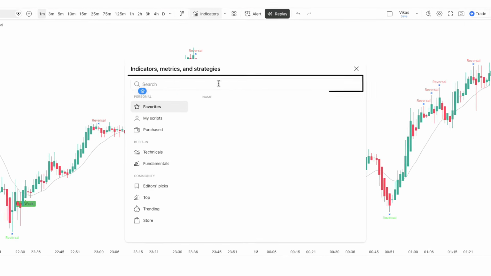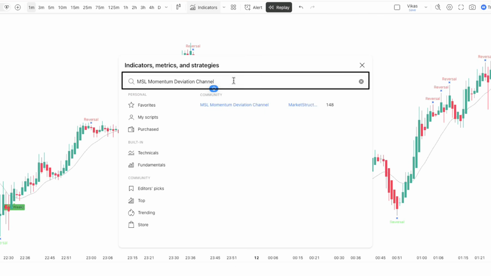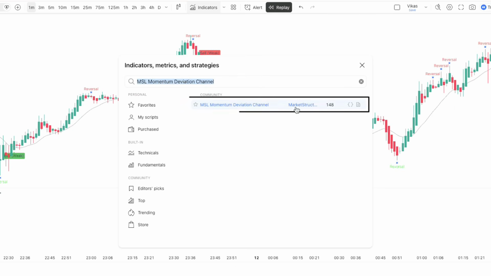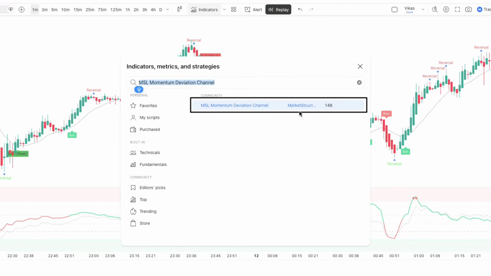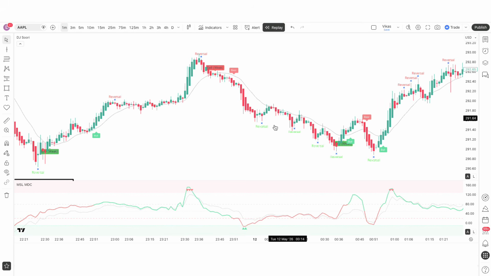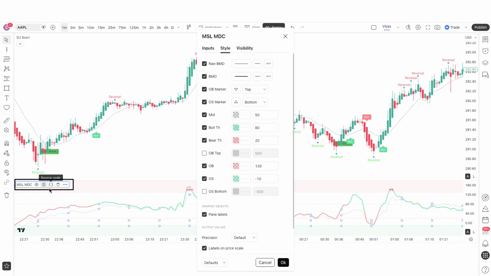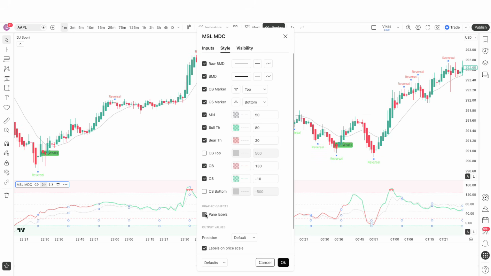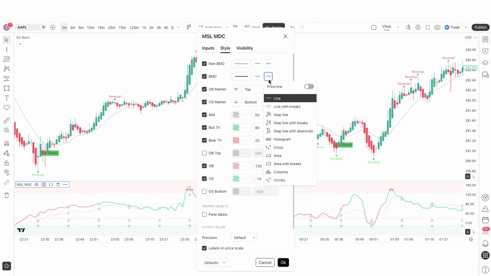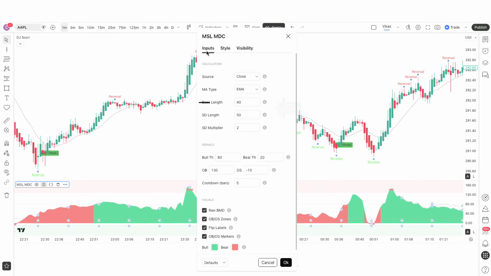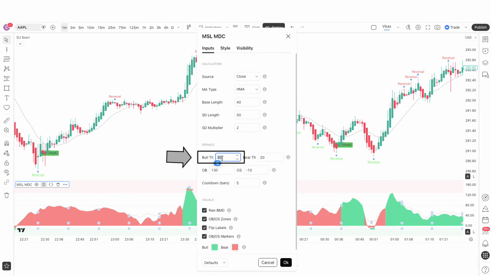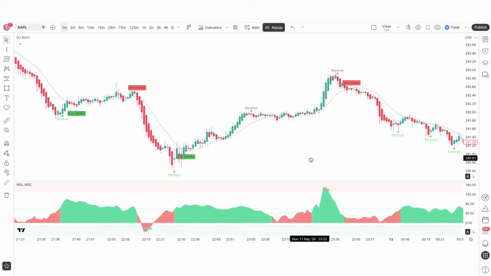In the indicator search, type MSL Momentum Deviation channel and select the one called MSL Momentum Deviation, created by MarketStruct. Now let's access the settings of this indicator so we can modify it to suit our strategy. We have to keep these options hidden. We change BMD line to area, then change MA type from EMA to HMA, then change bull TH from 80 to 61. And here everything is fine. After that, click OK. Now our setup is ready.